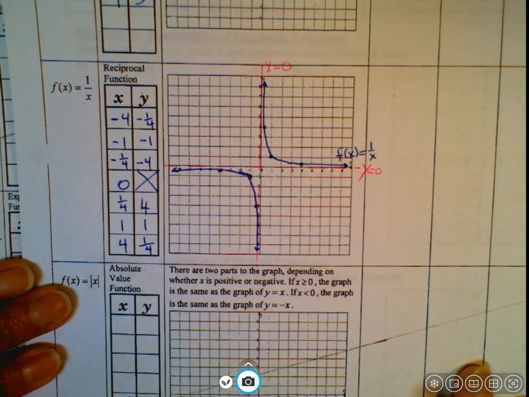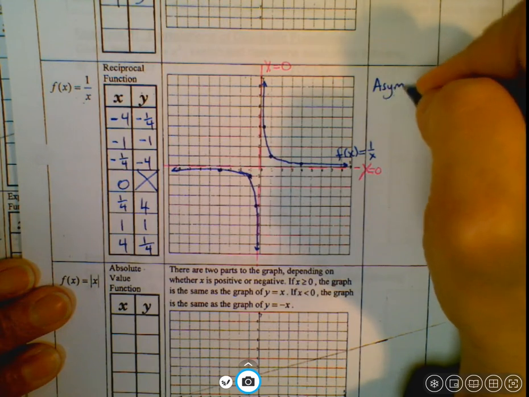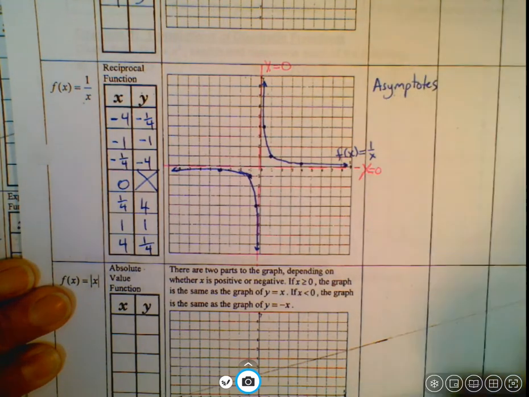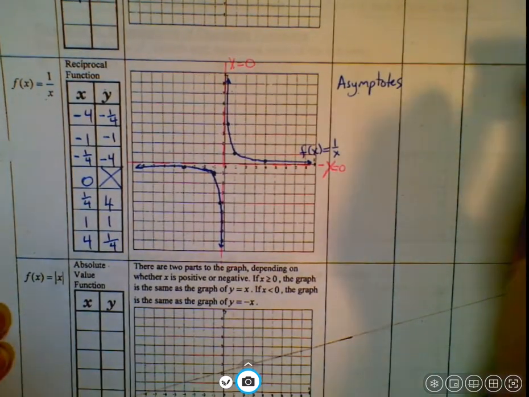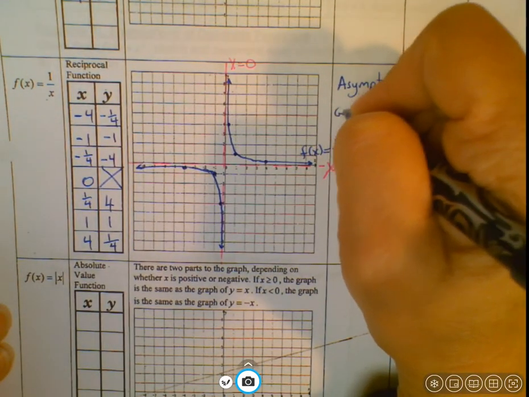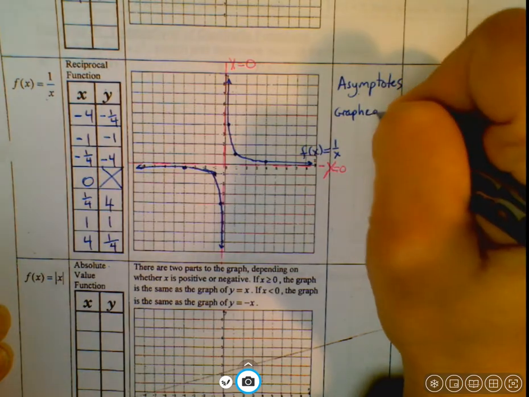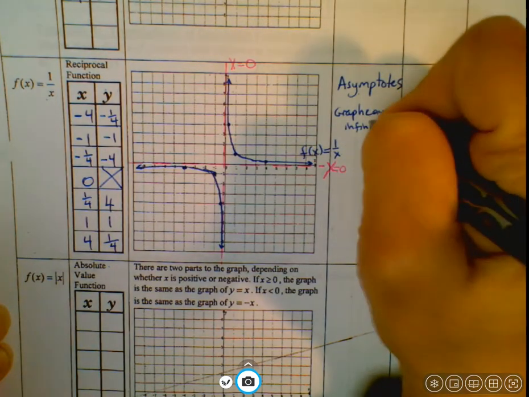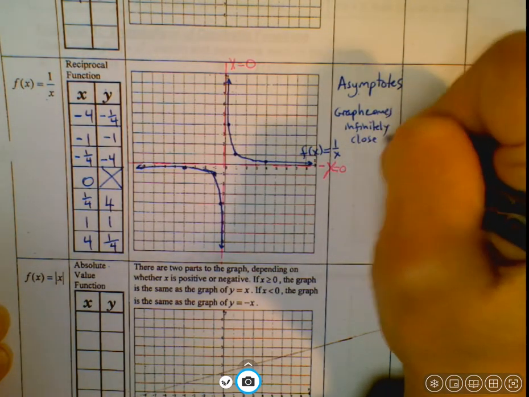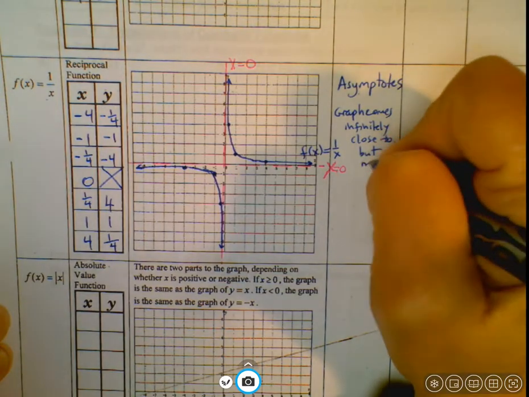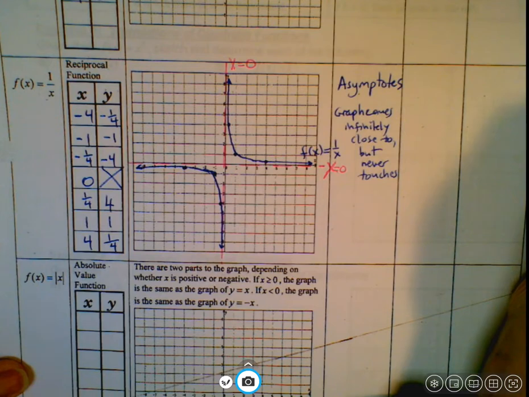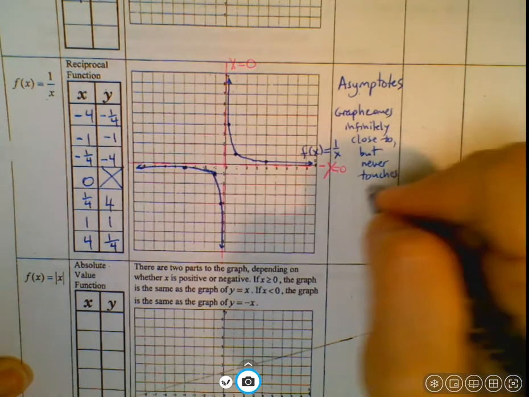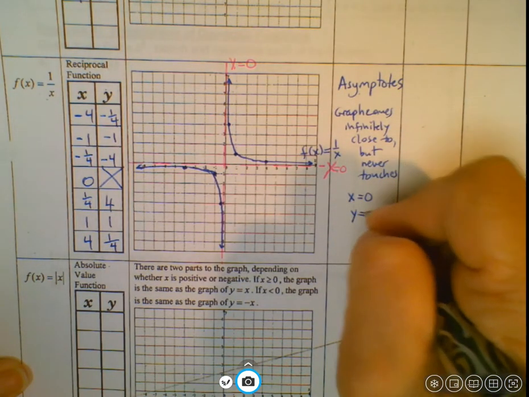Those lines are very, very important. They are called asymptotes. You're going to need to know this word well because we're going to use it a lot. Asymptote. An asymptote is a line that the graph comes infinitely close to, but never touches. That's the asymptote. So for the parent, there are these two asymptotes, x equals 0 and y equals 0.